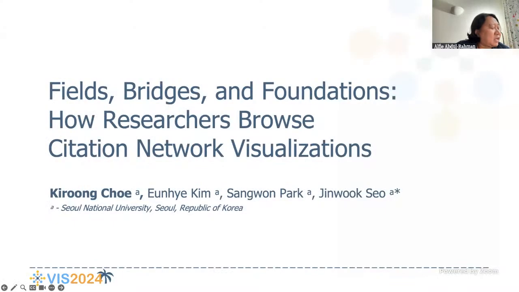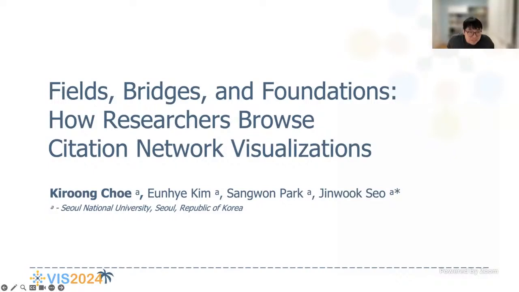The title of the paper is Fields, Bridges, and Foundation, How Researchers Browse Citation Network Visualization. And the authors are Kiroong Choe, Eunhye Kim, Sangwon Park, Jinwook Seo, and it is presented by Kiroong Choe from Seoul National University. So welcome, Kiroong.